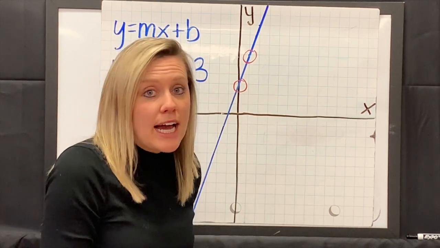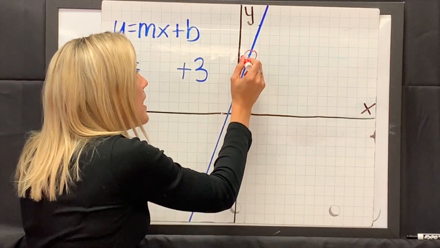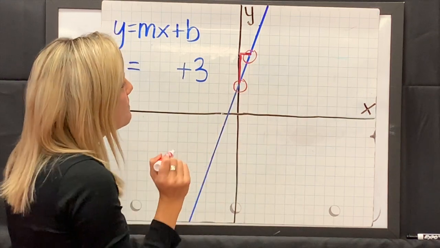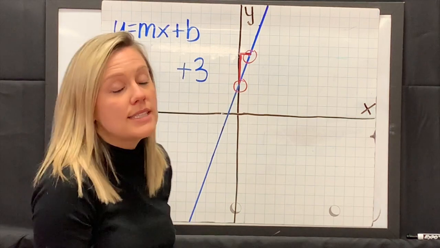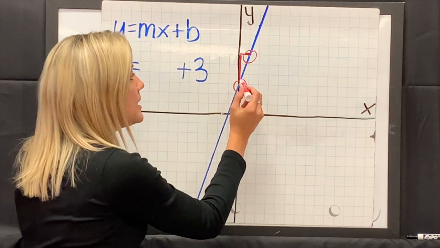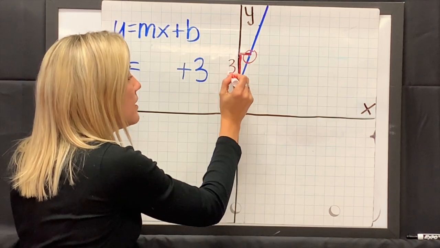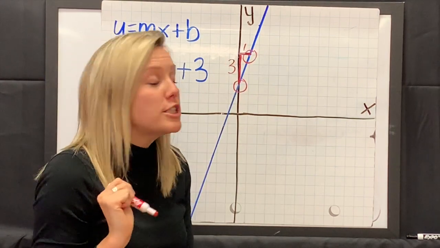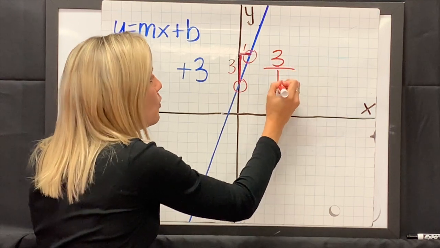The next thing I want you to do is draw a little line up and then draw a line to the right. We're making a little triangle. And we're going to count how many units up we went and how many units to the right we went. So if you look at this, we went 1, 2, 3 units up, and we went 1 unit to the right. So our slope is going to be the number 3 over 1.